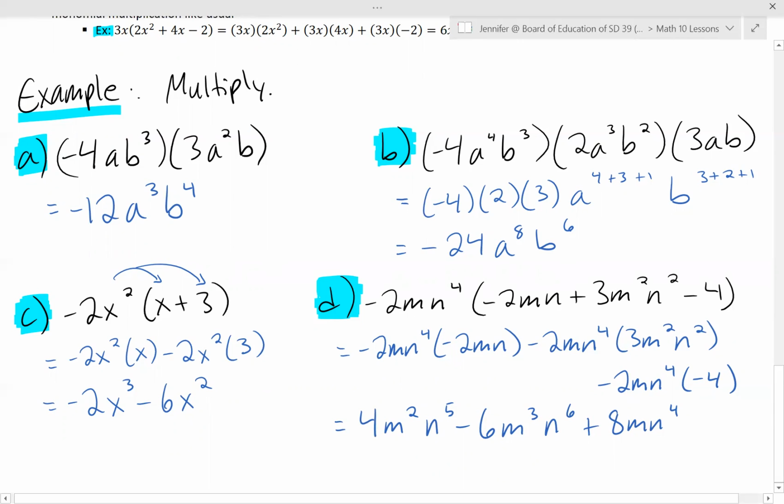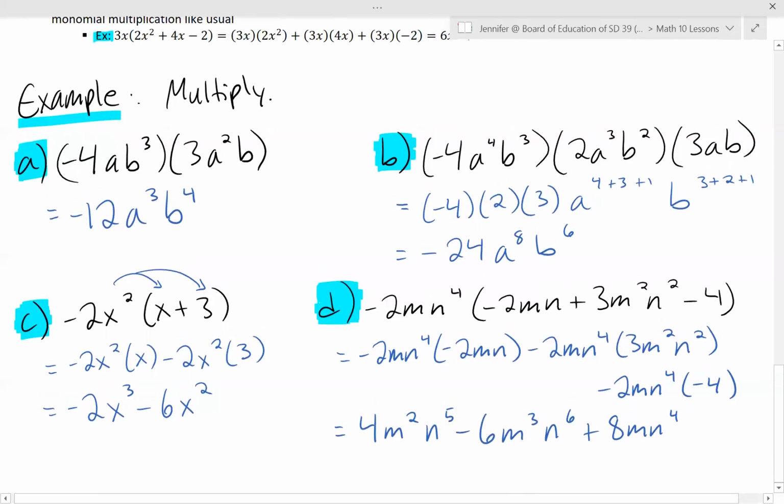And just be really careful with the sign. So especially when there's a negative on the outside, make sure that negative is applying to every single thing in the brackets. So that is our recap about our introduction to polynomials, the different vocabulary, and how to multiply them.